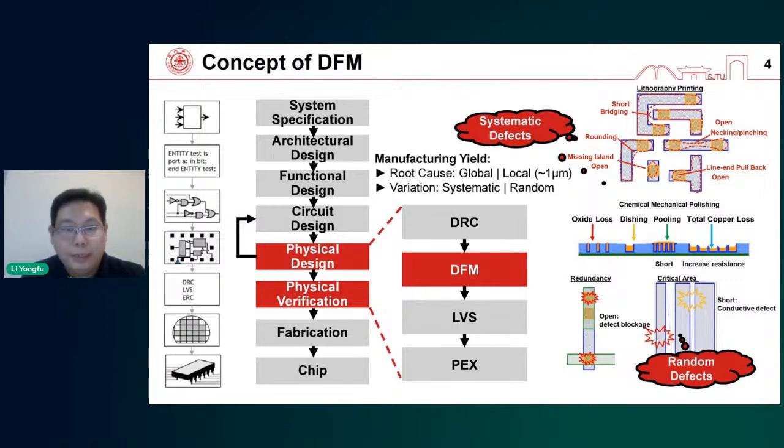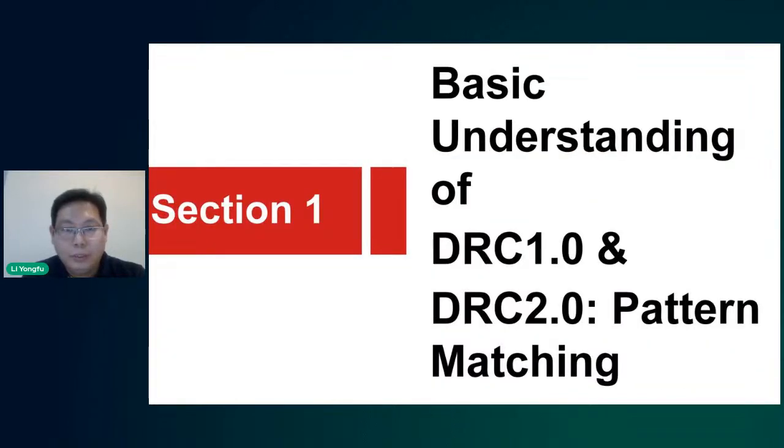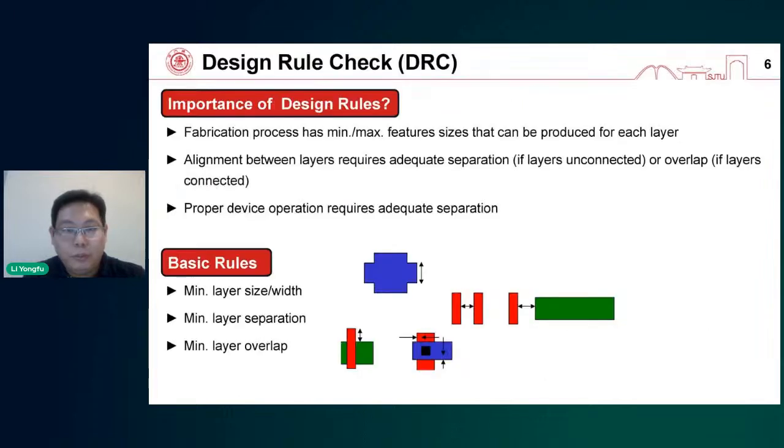To move on with my presentation, I would like to share with everyone how DRC has been evolving over the last few years. To do that, we need to understand DRC 1.0 and how DRC 2.0, which we call pattern matching technology, comes into place and tries to address the shortcomings of the existing DRC problems. In our physical design space, it's very important for us to understand the minimum and maximum feature size that can be produced on every layer. And there is always a misalignment between different layers as we stack them up.